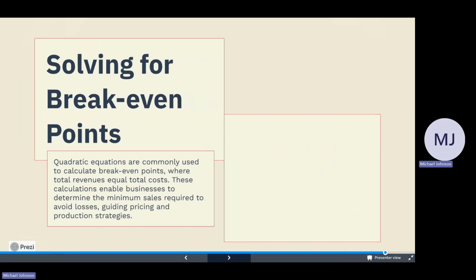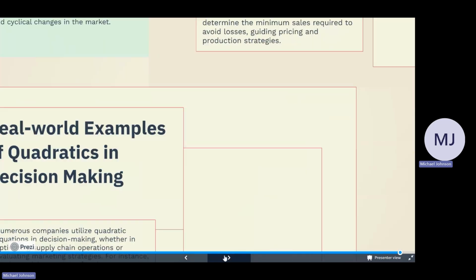Quadratic equations are commonly used to calculate break-even points where total revenues equal total costs. These calculations enable businesses to determine the minimum sales required to avoid losses, guiding pricing and production strategies.